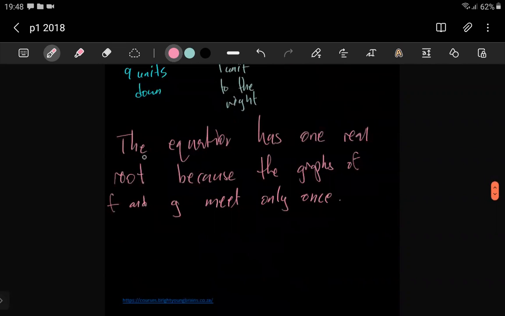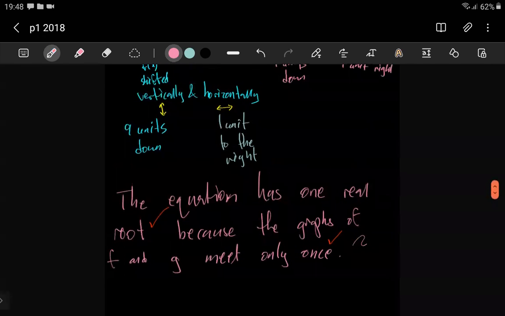Now you have to justify why this is coming from the graph of f and g. So we say the equation has one real root. That's going to give us 1 mark because they asked how many roots. We said it has 1. And now we're giving a reason because the graphs of f and g meet only once. But that's not all.